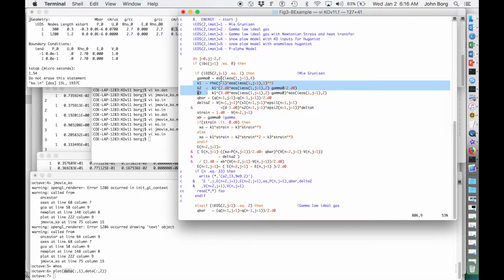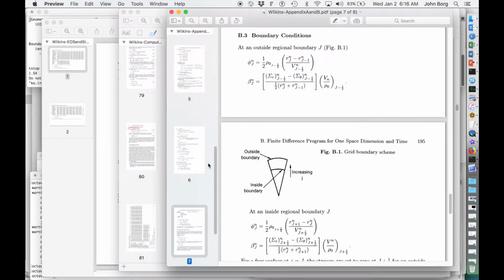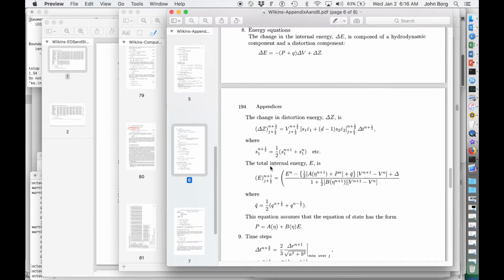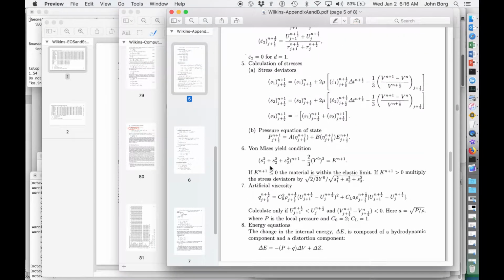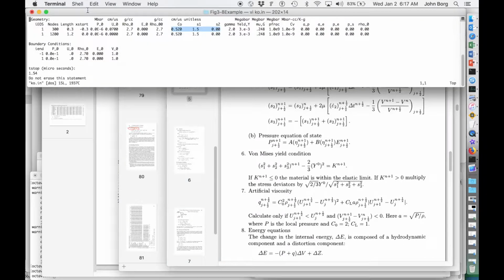And all of this really is coming, again, from Wilkins' book. It's here in the appendix. So if you look in the appendix, you'll see here's the equation of state that's being utilized for magnesium. All right, so moving on here, we got the gamma. That is also part of the equation of state for magnesium.